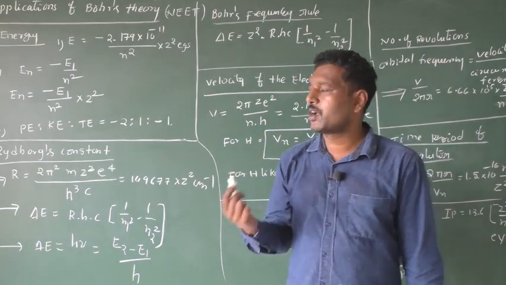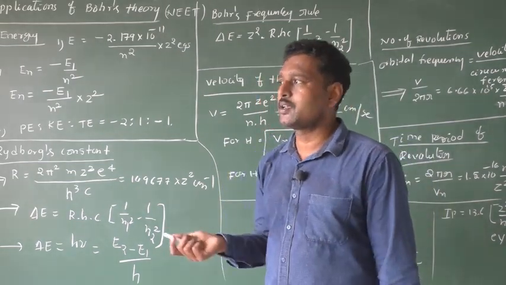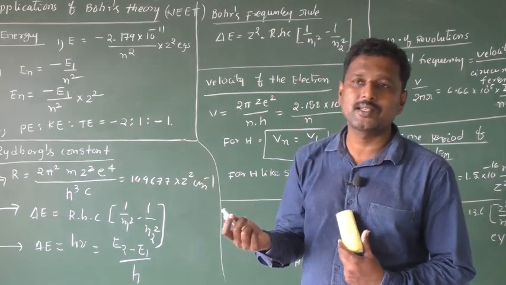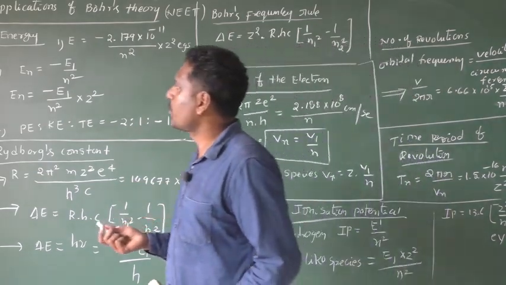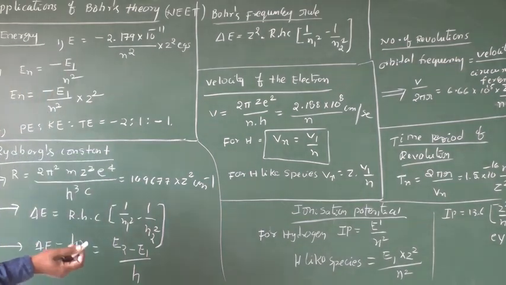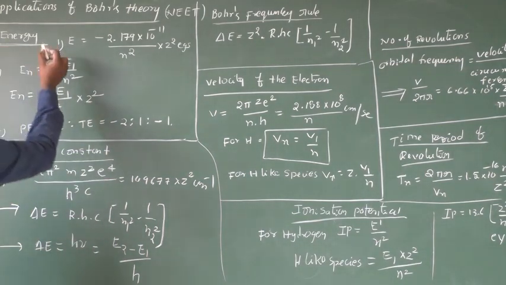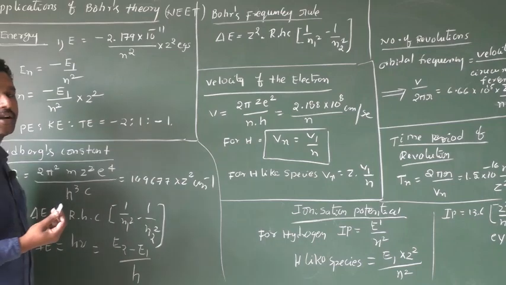In this topic, we are discussing the number of revolutions and energies. What are the extra topics? The first topic is energy. Regarding energy, the electron energy we already calculated and the derivation is already taken.